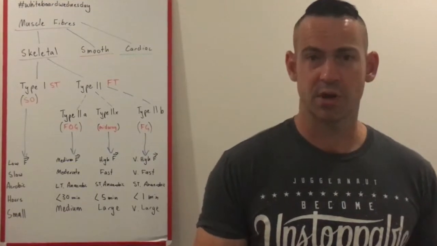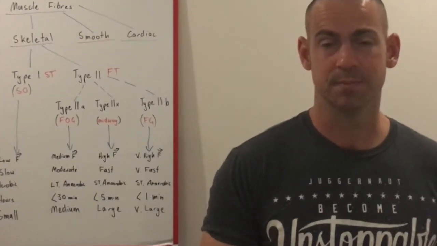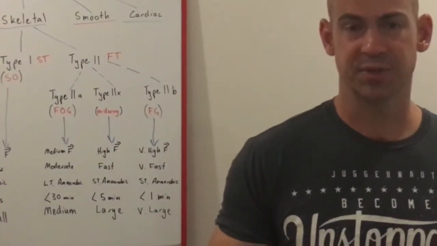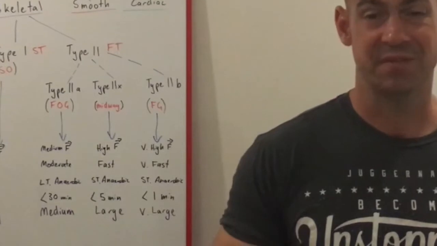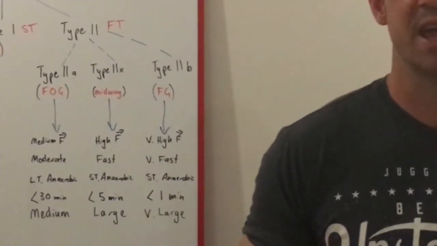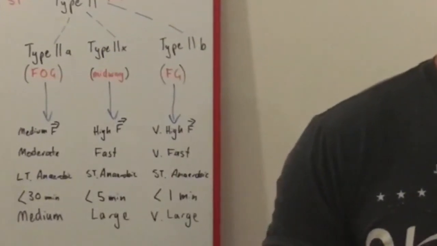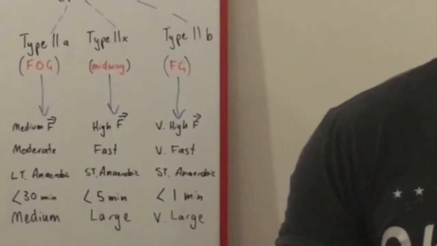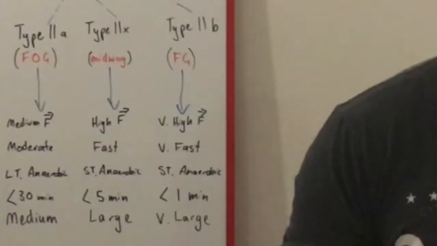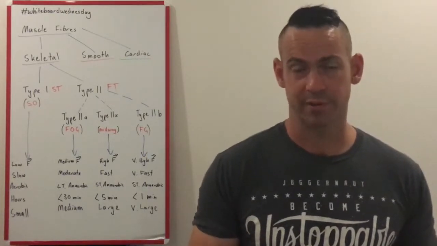So before we talk about type 2X, I'm going to jump ahead and talk about type 2B muscle fibres. Now, type 2B muscle fibres are our body's largest muscle fibres. These have the fastest contraction and generate the largest amount of force and power. They're known as fast glycolytic. The reason why they're known as fast glycolytic is because they're fast twitch and they utilize the anaerobic energy system. They're also the easiest to fatigue and the slowest to recover.